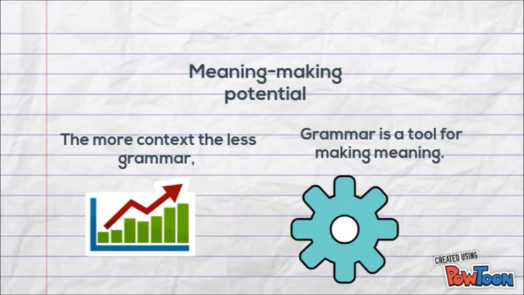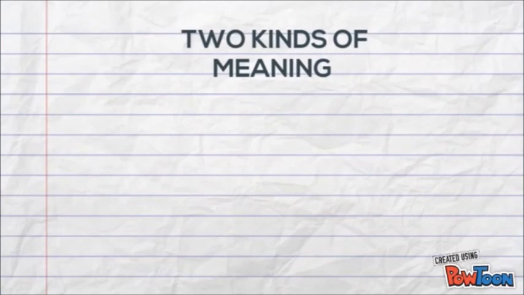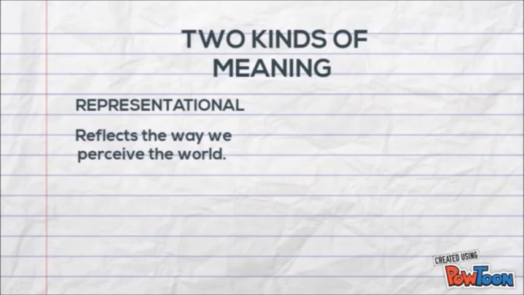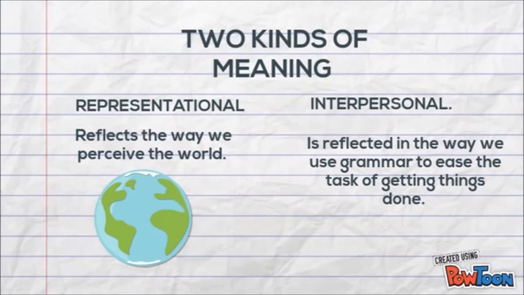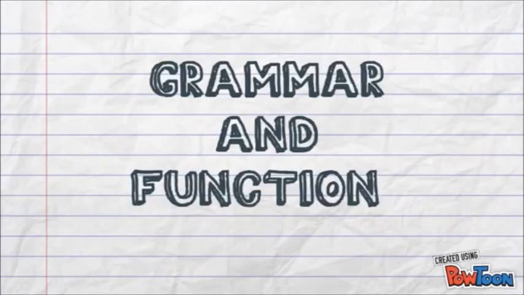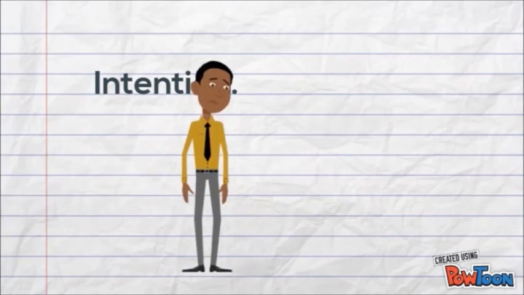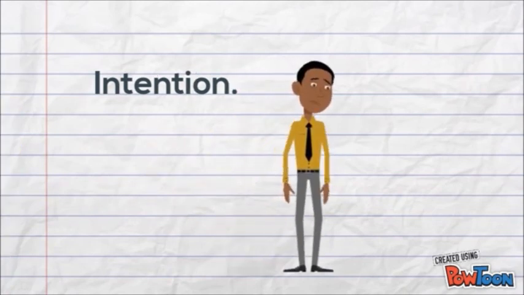Regarding meaning, the author talks about two kinds. The first one is the representational, which reflects the way we perceive the world, and the second one is the interpersonal, which is reflected in the way we use grammar to ease the task of getting things done. As we all know, grammar is an important skill when communicating, so let's see what the function of grammar is in the language. To talk about the function of grammar in communication, we need to take into account an important key concept: the intention.